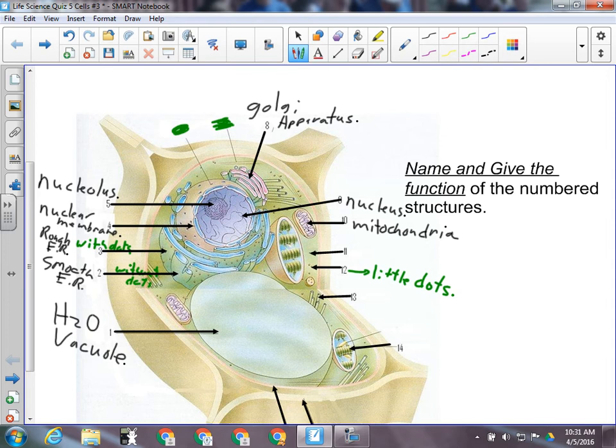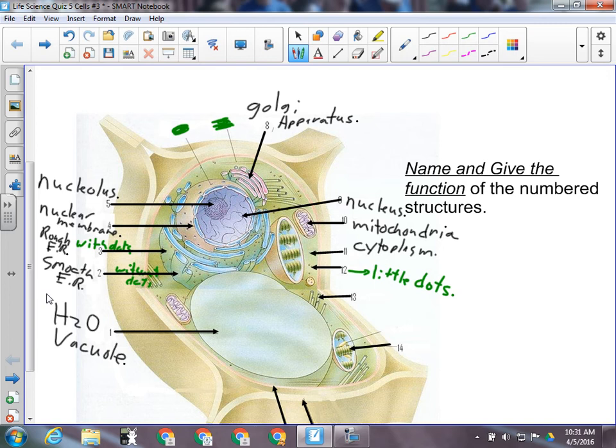Okay, number 11 is pointing at the space within the cell, which we call the cytoplasm. And what's the job of the cytoplasm? Okay, we said keeps everything in place was not a function the last time we had a quiz. It's about transportation, facilitating diffusion. Okay, the best answer you could write would be facilitates diffusion.